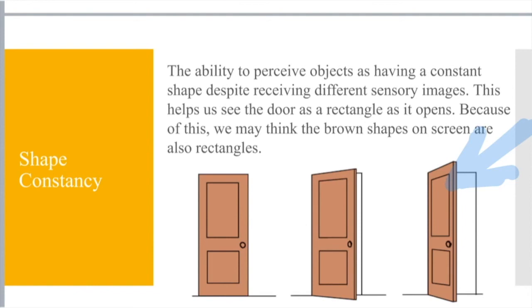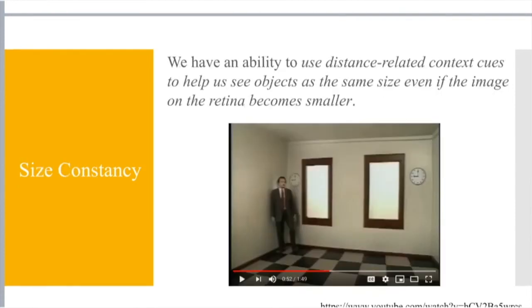Again, that top-down processing to reference this. The last example of constancy is going to be size constancy. We have the ability to use distance-related context cues to help us see objects as the same size, even if the image on the retina becomes smaller, right?